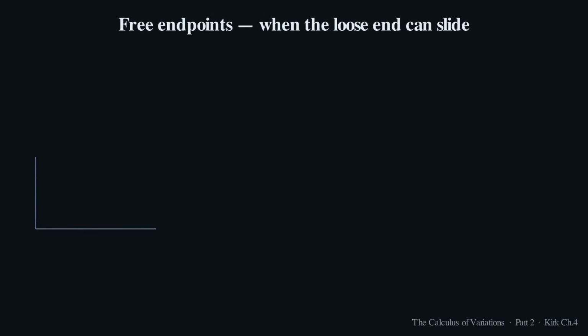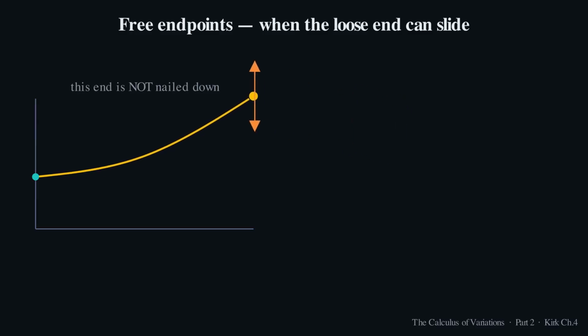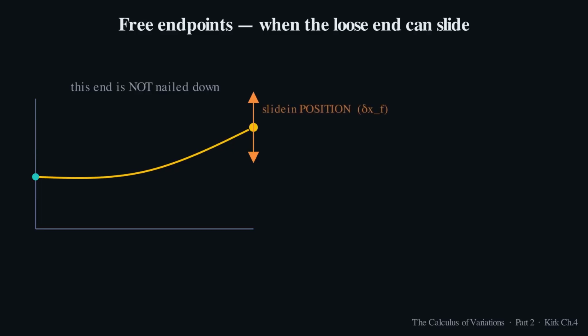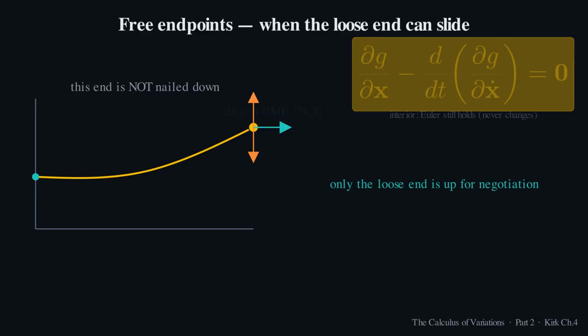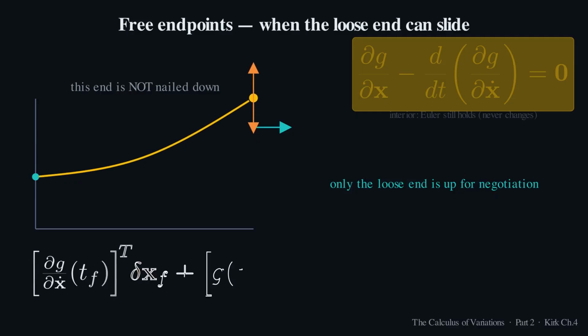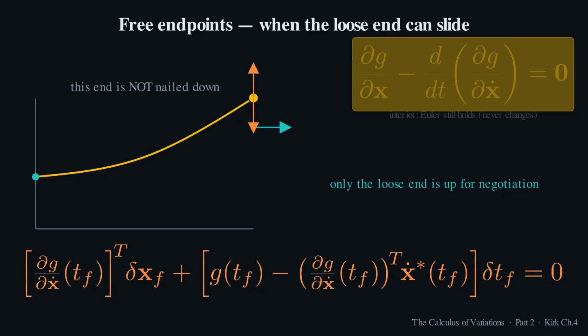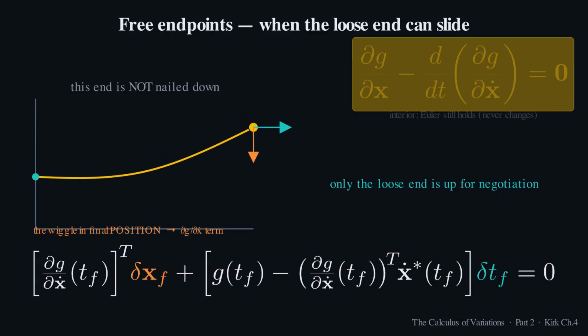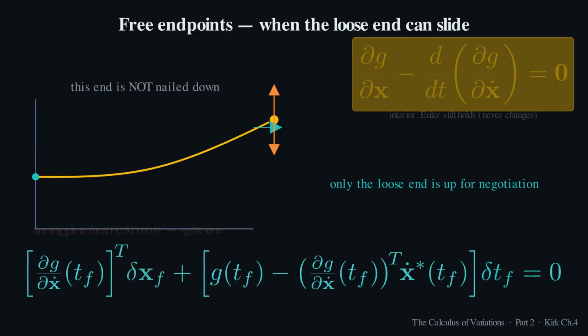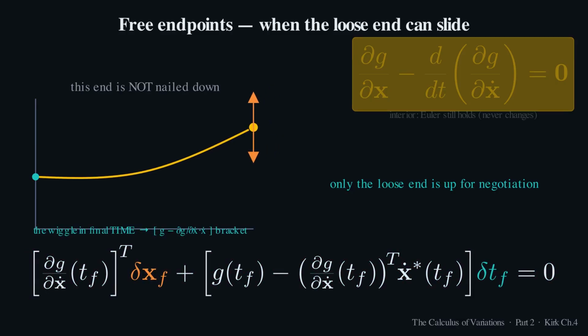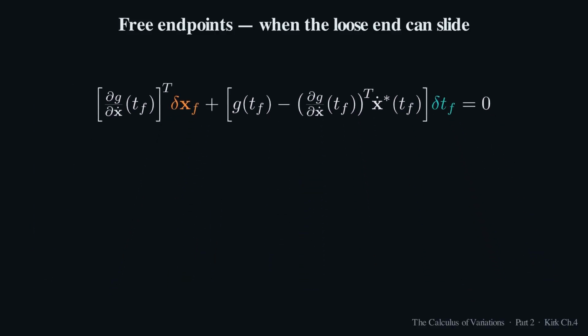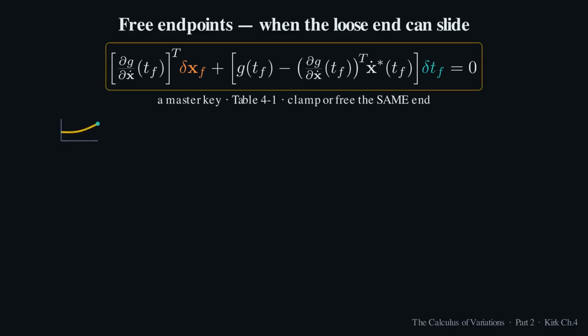Now the question we keep ducking. What if the ends of the path aren't nailed down? In the vector world, free endpoints give us two things working together. First, the Euler equation still holds in the interior. That never changes. Second, a boundary equation handles the loose ends. The partial of g with respect to x dot dotted with the wiggle in the final position plus the bracket g minus that same partial dotted with x dot times the wiggle in the final time must vanish.